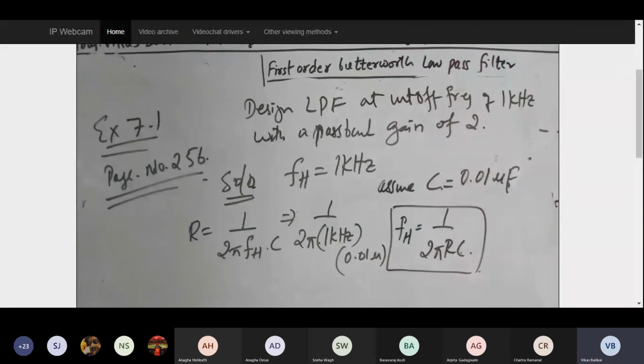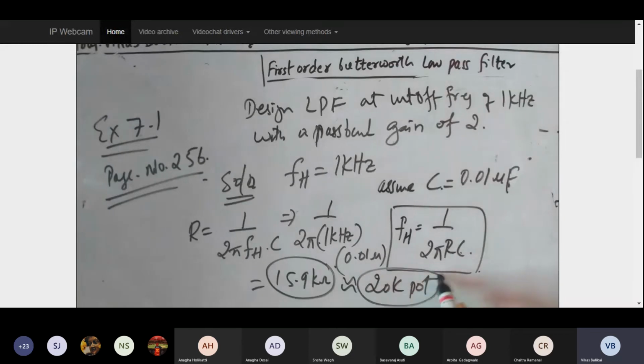Using the calculator, if I just solve it, 1 divided by 2 pi into 10 raised to 3 into 0.01 microfarad, which is 10 raised to minus 8, altogether it is going to come to 15.9 kilo ohm. And because it is not easy to obtain 15.9 kilo ohm of resistance, I'm going to take it as nearly about 16k. Or else, I'll use a 20k pot and try to adjust my frequency somewhere around 15.9 or 16 kilohertz. So this is how I obtained RC and I know Fh.